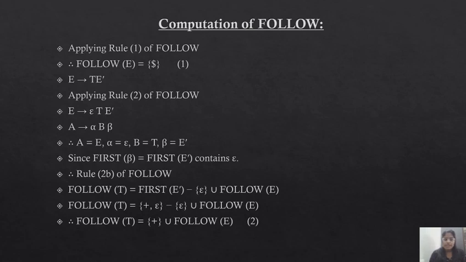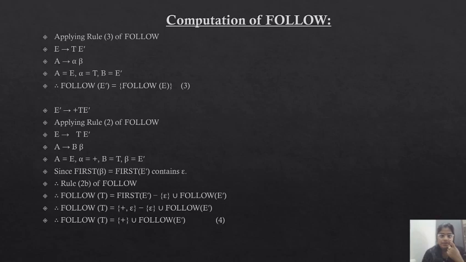Thus, applying rule 1 of follow, follow of E is equal to dollar, which is the starting symbol for every follow statement. For the grammar E tends to TE dash, applying rule 2 of follow, E tends to epsilon TE dash, and A tends to alpha B beta. So we get A is equal to E, epsilon is equal to alpha, B is equal to T, and beta is equal to E dash. So follow of T will be first of E dash minus epsilon union follow of E. And follow of T at last will be plus union follow of E.